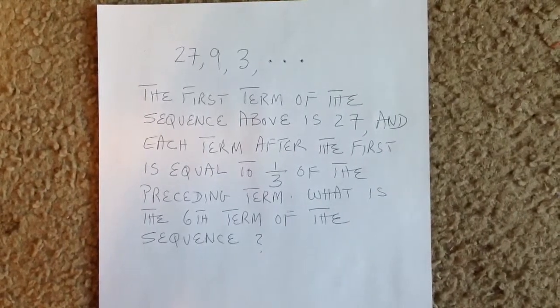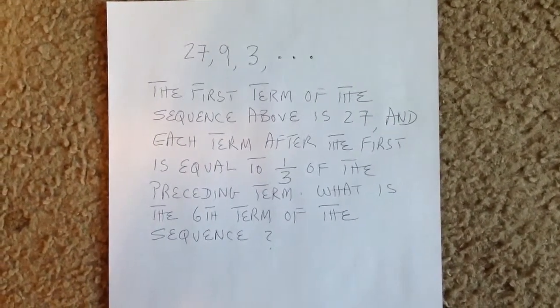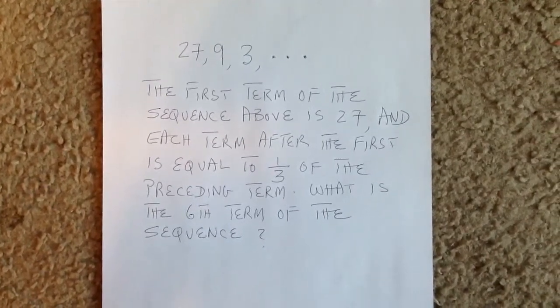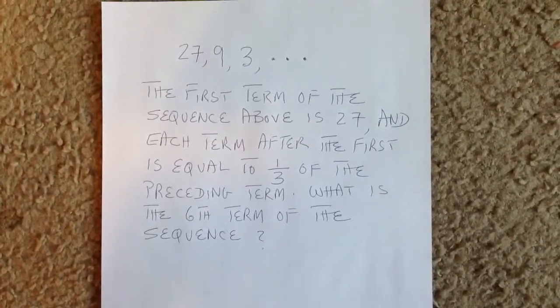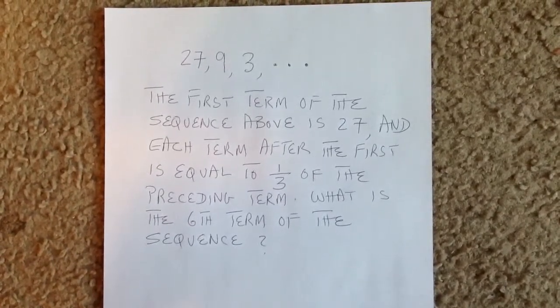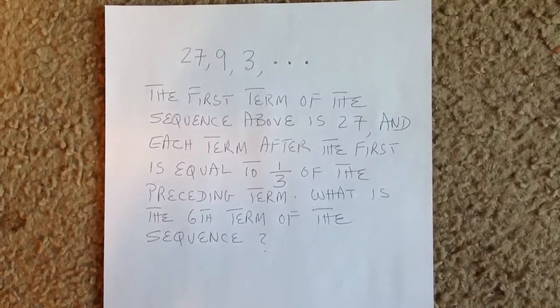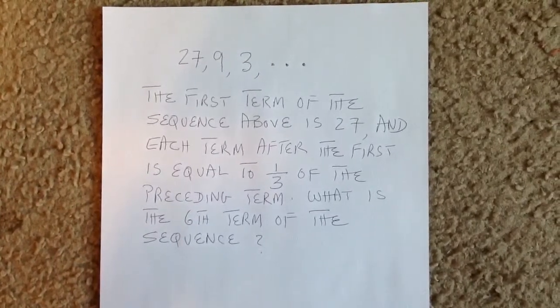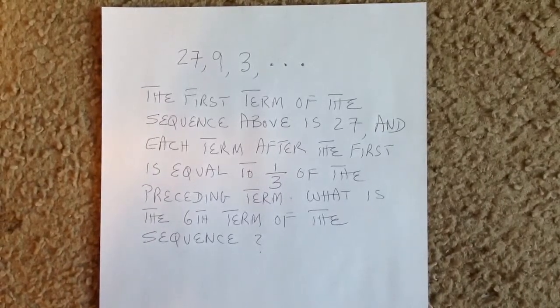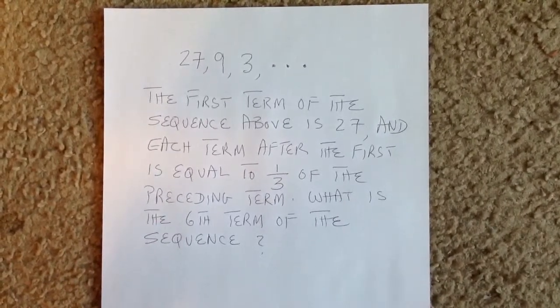Problem number 1: 27, 9, 3, and so on. The first term of the sequence above is 27, and each term after the first is equal to 1/3 of the preceding term. The word preceding means what comes before. What is the 6th term of the sequence?